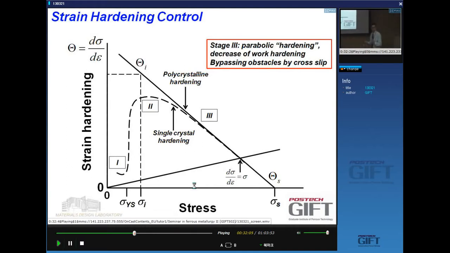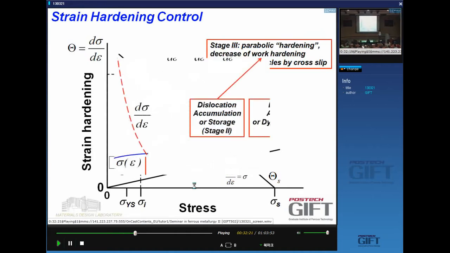In stage 3, we call it parabolic hardening, but actually the hardening goes down as you stress the material. So it goes down. The polycrystalline hardening is essentially stage 3. And it's not a hardening, it's a softening. Okay?